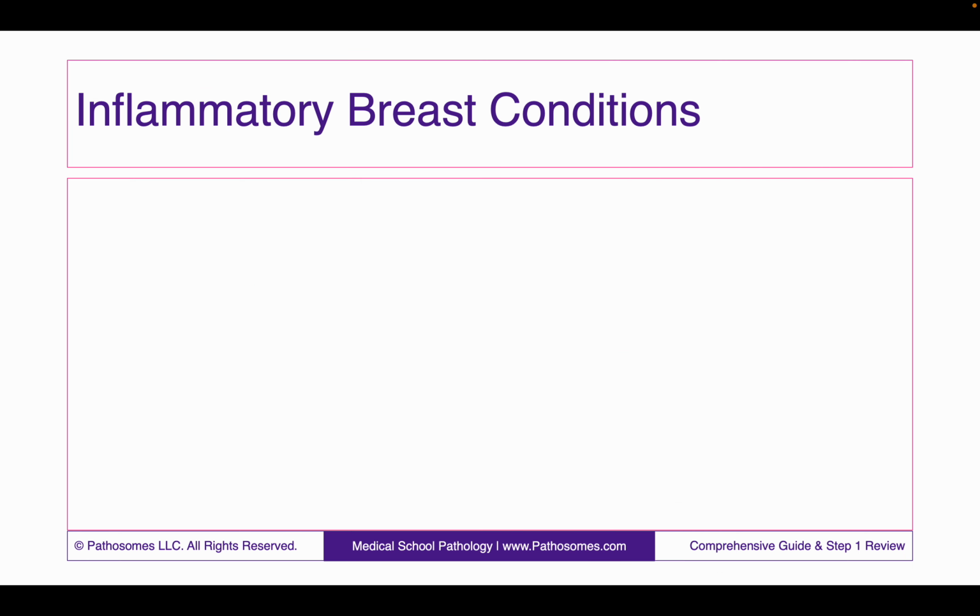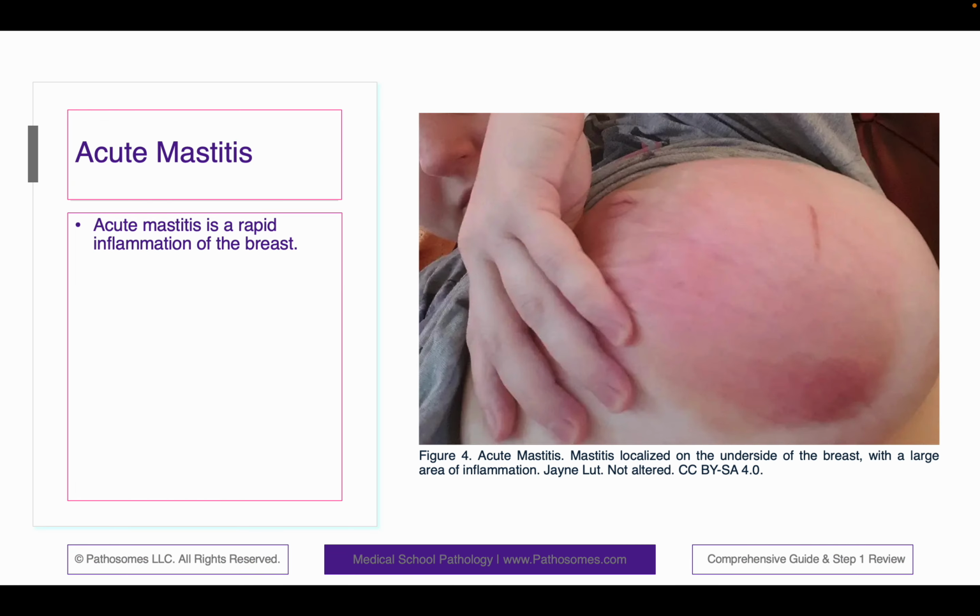Now let's talk about inflammatory breast conditions. Do you know any? How about acute mastitis, which is the rapid inflammation of the breast? As you can see here to the right, you see that erythematous area? This mastitis is localized to the underside of the breast. Look at that large area of inflammation.